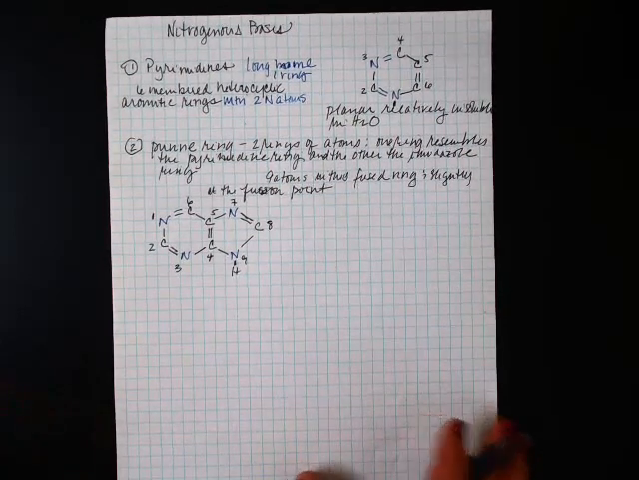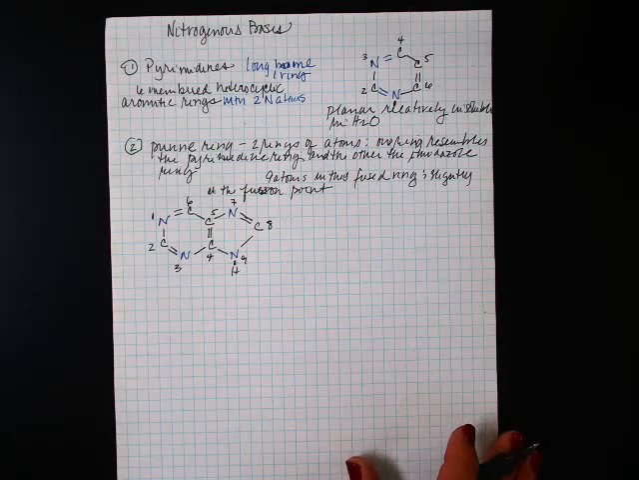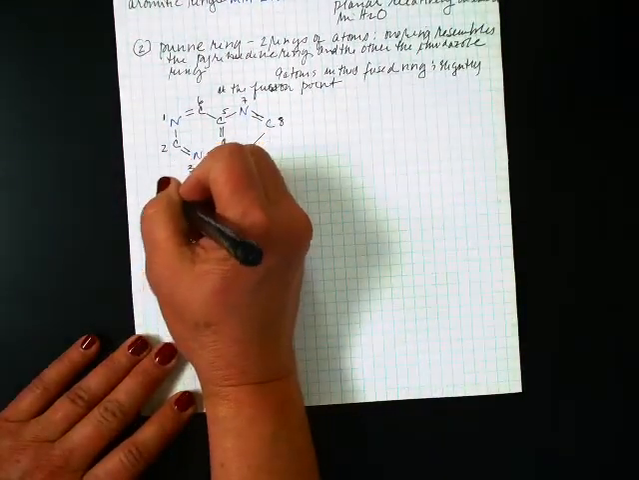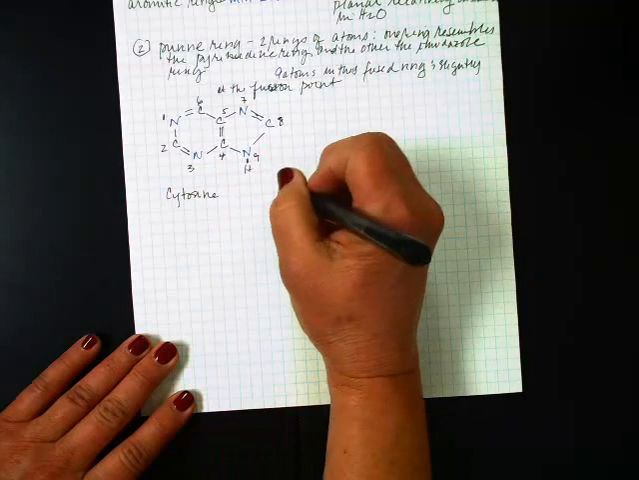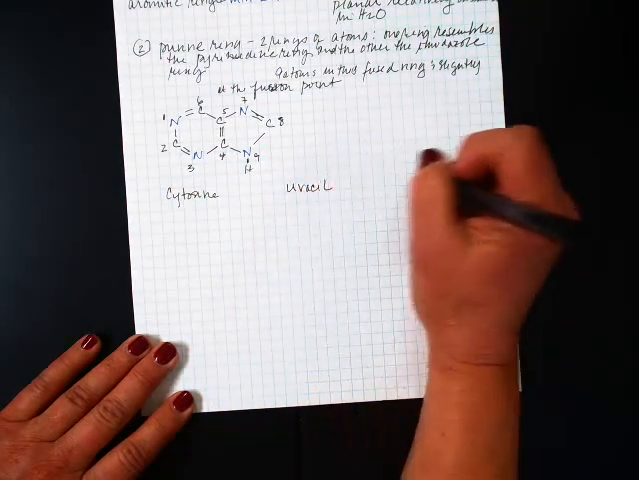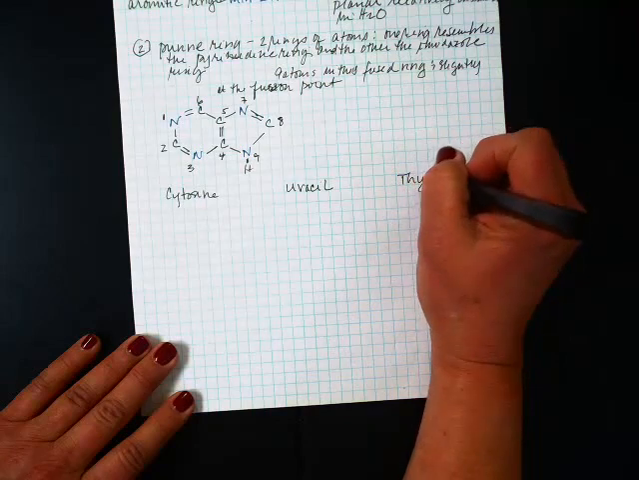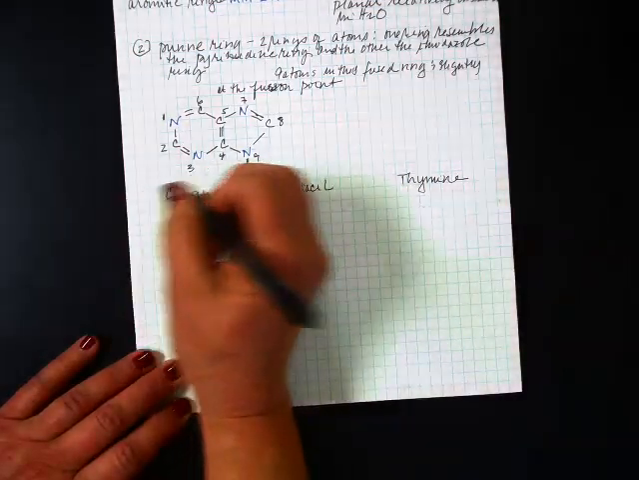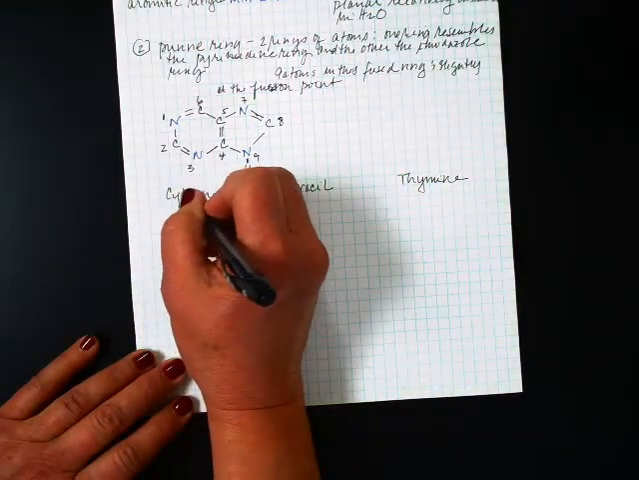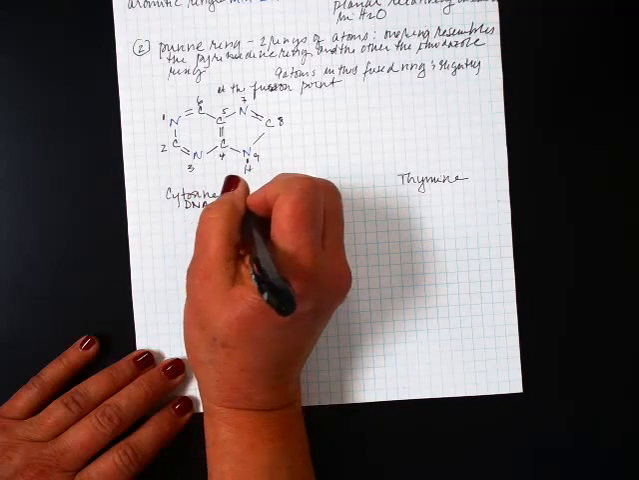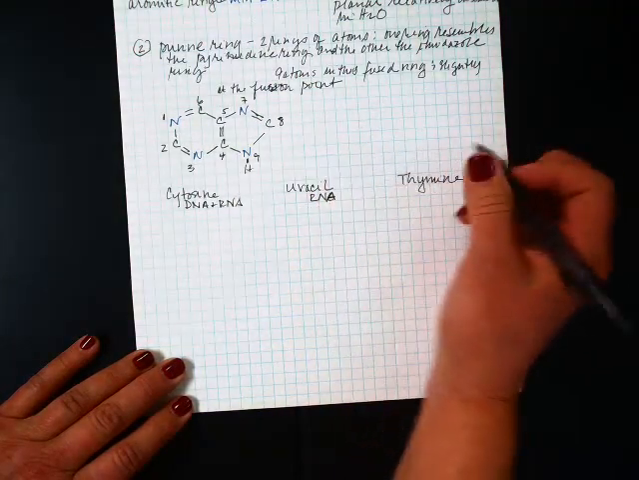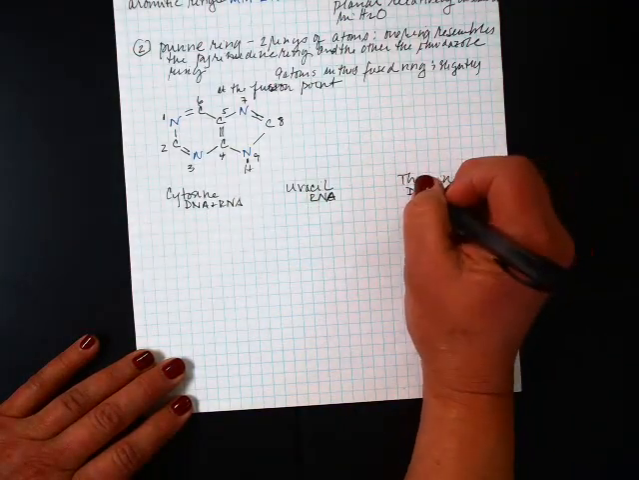So we're going to look at those derivatives, or the pyrimidine bases first, and those are cytosine, uracil, and thymine. So cytosine is present in both DNA and RNA. Uracil, only RNA, and thymine only DNA.